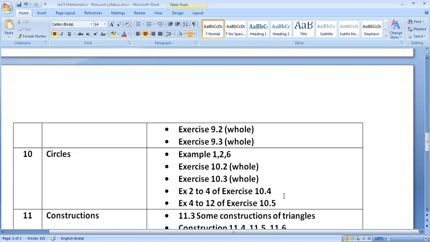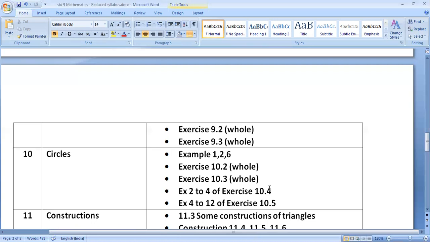182, 10.8 cyclic quadrilaterals is included important topic. 183, theorem 10.11, 10.12 statements are to be prepared. Then in the same exercise, on the same page number 183, example 3 and example 4 are included, you have to prepare. 184, example 5 you have to prepare. It means 3, 4, 5 are included.